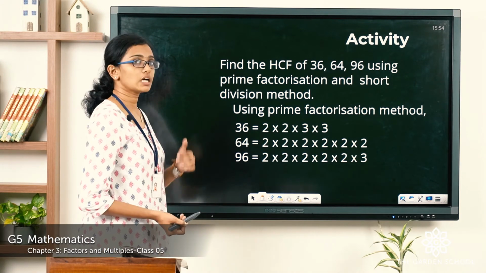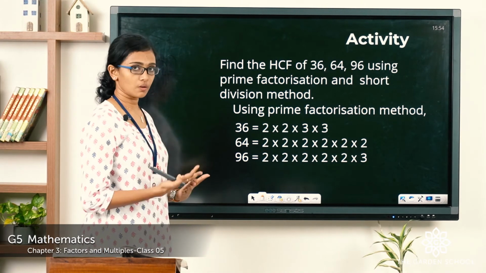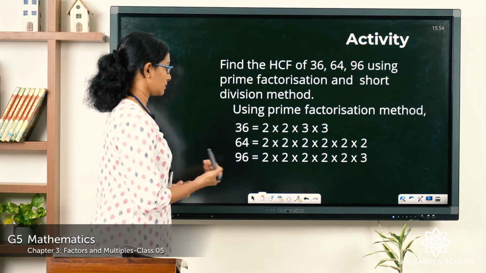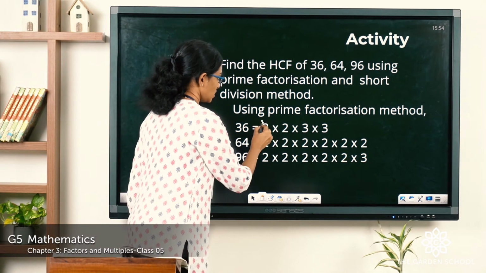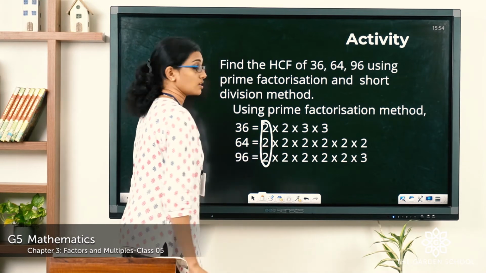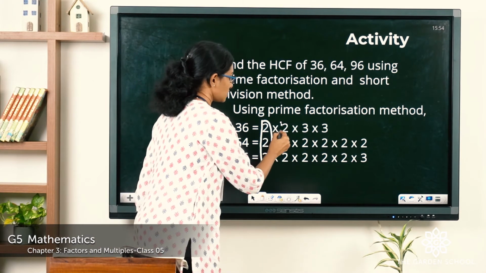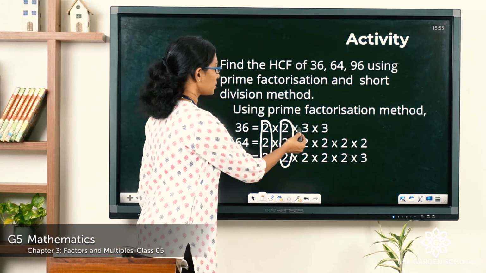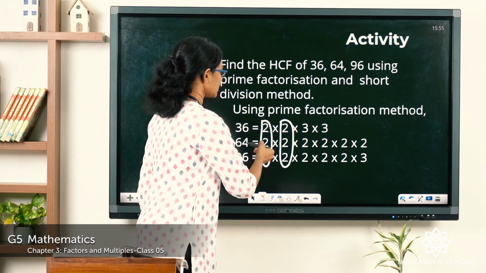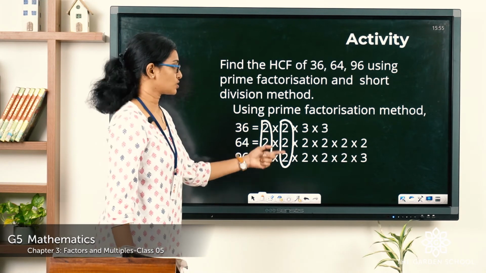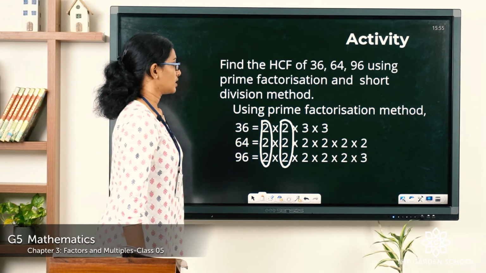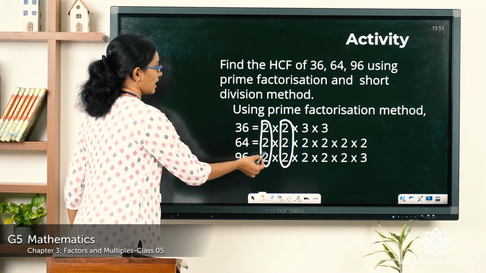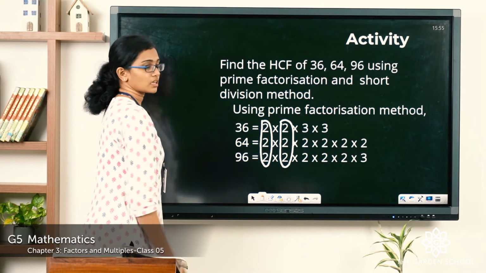Now, what is the next step? You have to find out the common prime factors and group them together. So, let's group the common prime factors. This 2 is common to all these 3 numbers, right? This 2 is also common to these 3 numbers. Now, what about 3? 3 is not there in 64's factorization. So, you don't take that 3. Any more numbers? No. So, here you have one group of 2's and the second group of 2's.